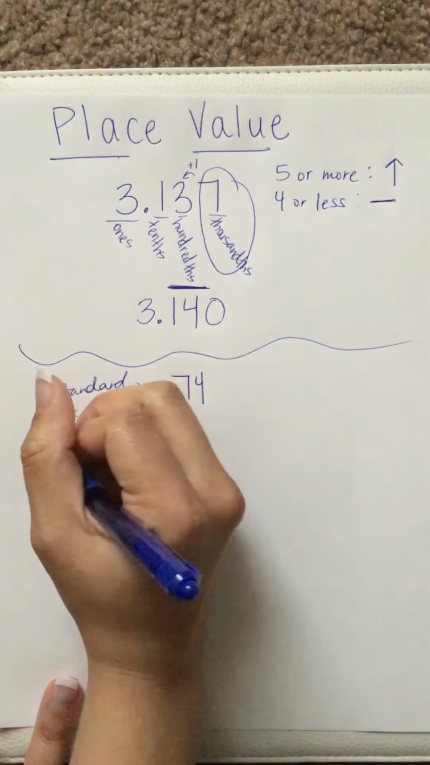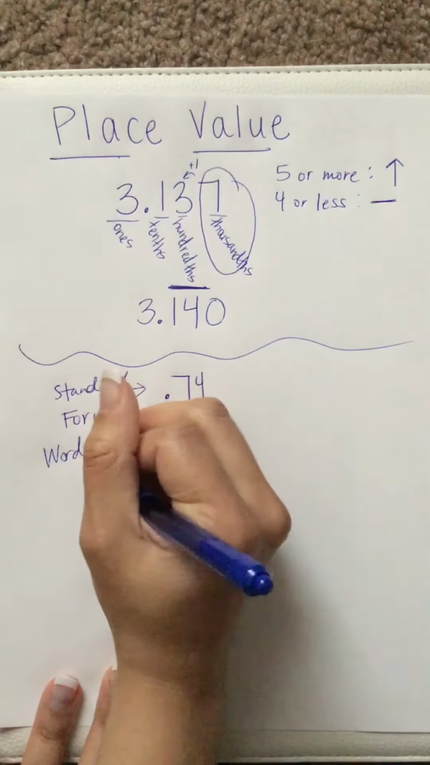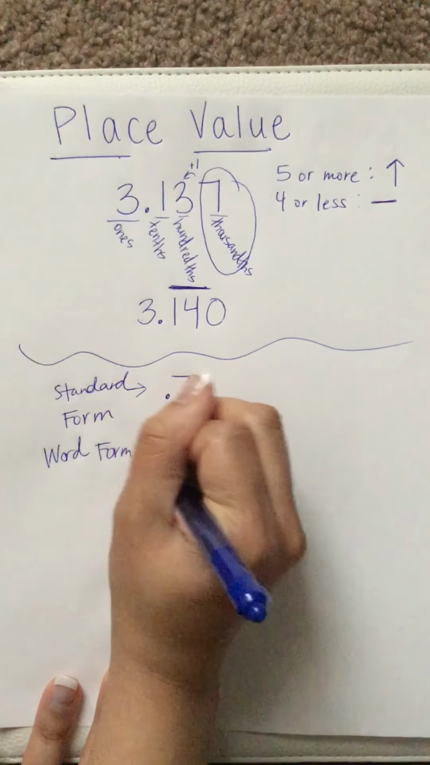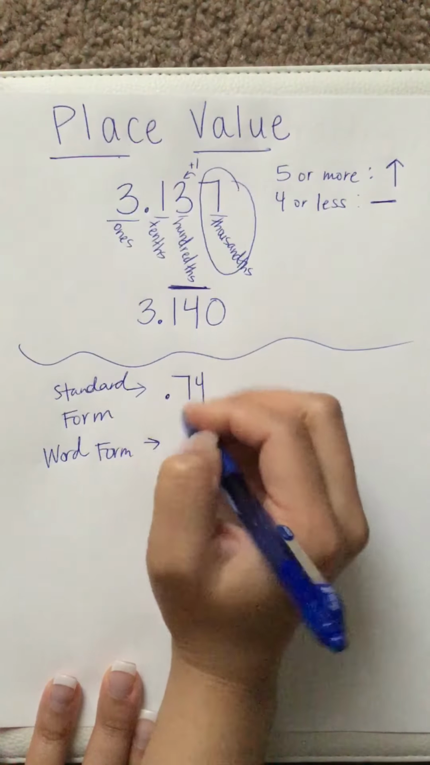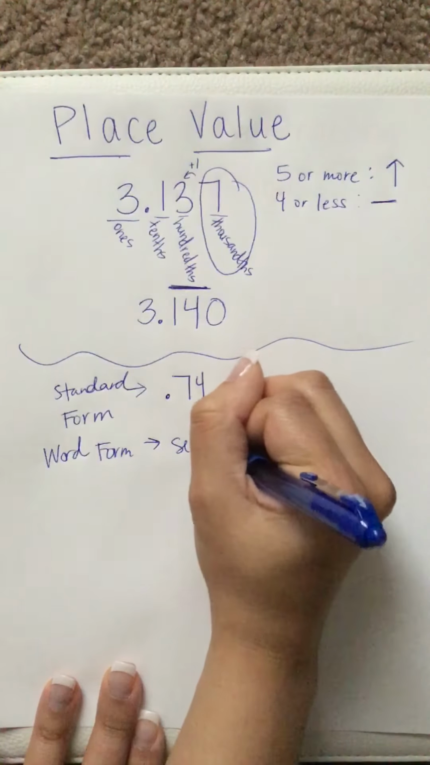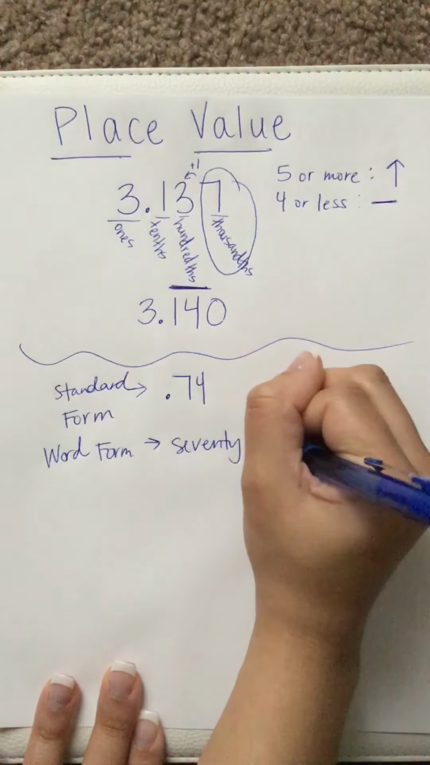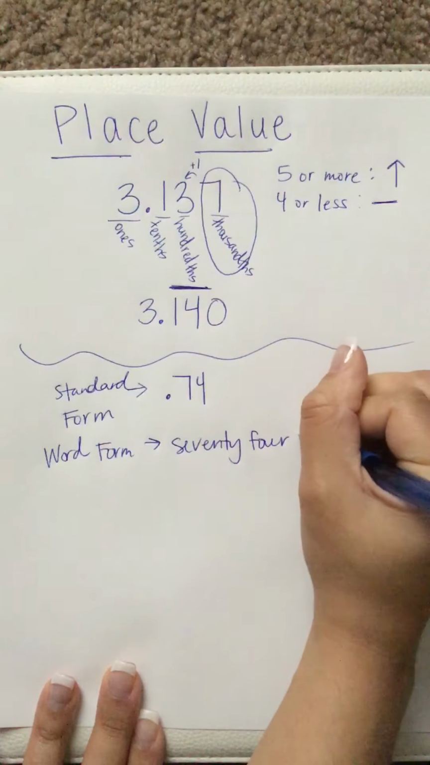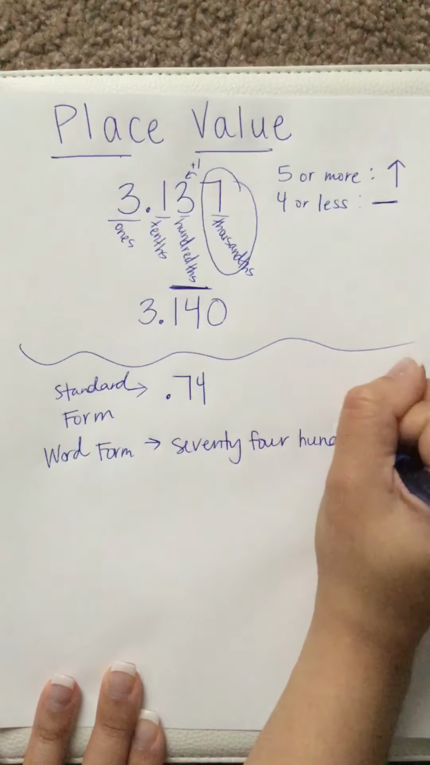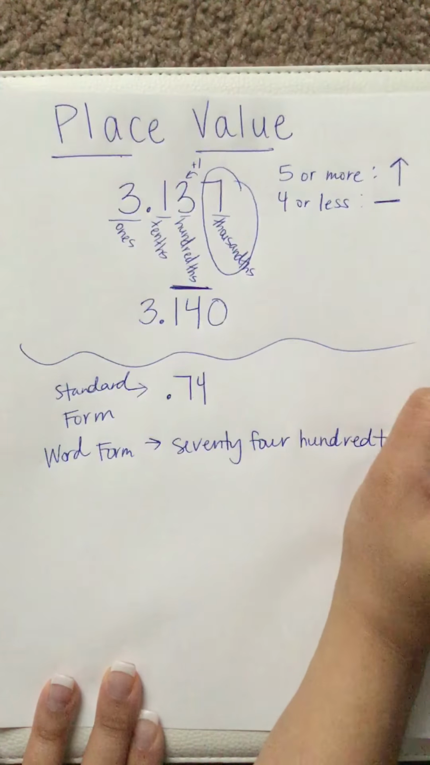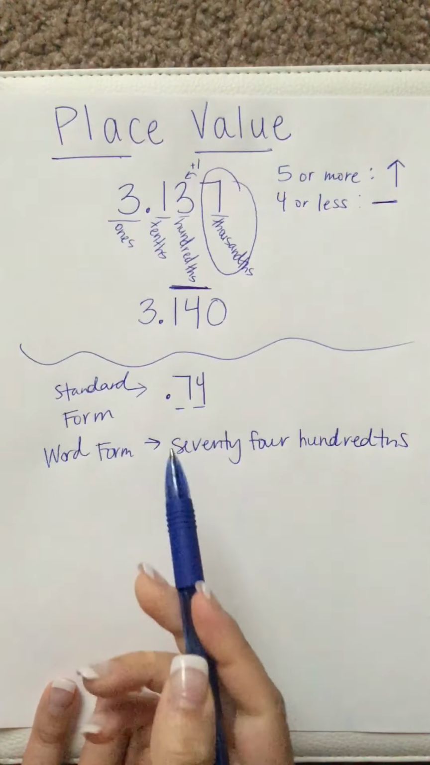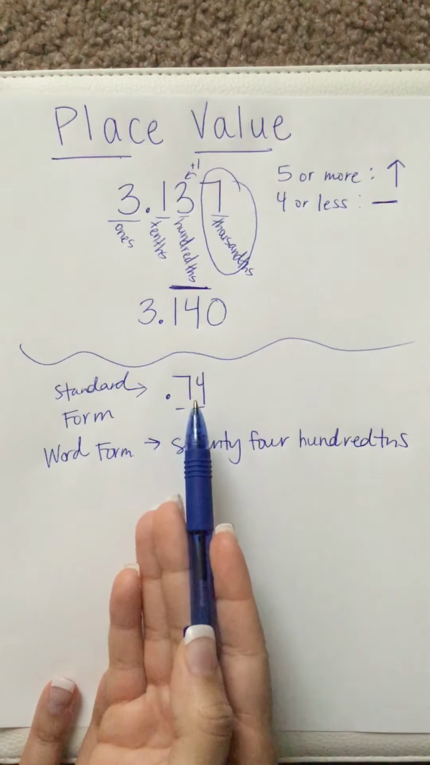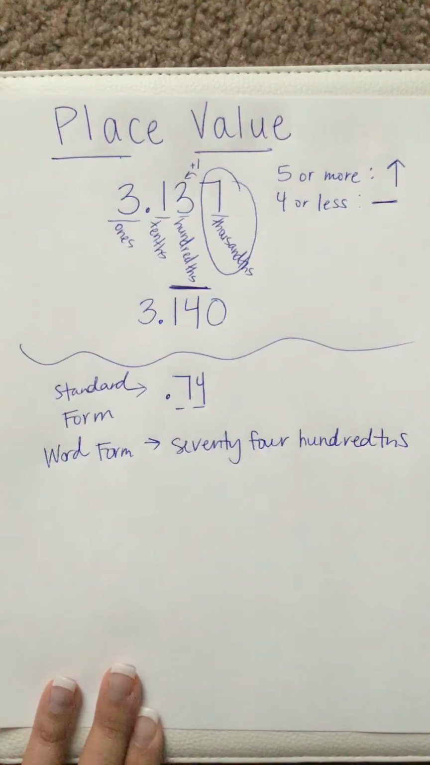And then word form would be 74 hundredths. Okay, so word form, you'll just write it how you would read this decimal, 74 hundredths.